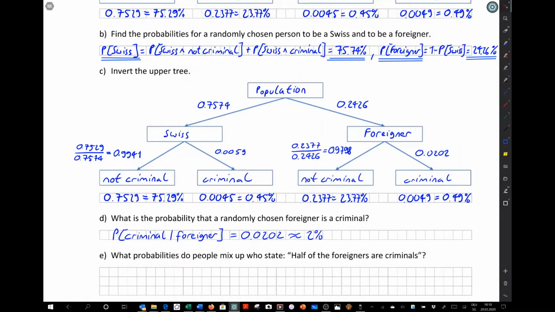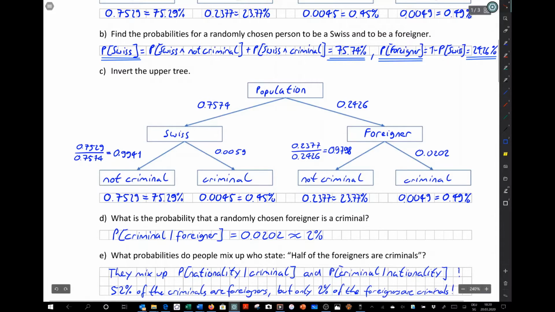When people state that half of the foreigners are criminals, what probabilities do they mix up? Stop the film and answer it yourself. Well, they mix up the probability of nationality given that somebody is a criminal and the probability of being criminal given the nationality. 52% of the criminals are foreigners, yes, but only 2% of the foreigners are criminals.